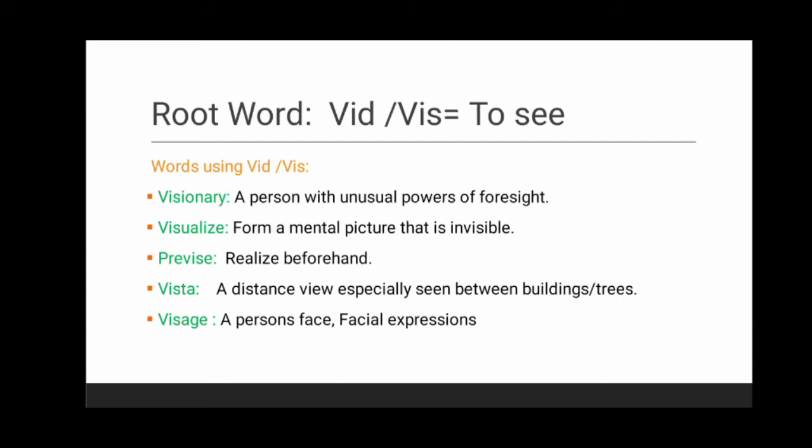And the next word is vista, which means a distance view, especially seen between buildings or trees. And the example sentence, as they came out on the top of mountain, a vista of hills and valleys lay before them. It was so beautiful. And the next word is visage, which means a person's face or facial expressions. Coming to the example sentence, John could not stop gazing at his wife's elegant visage.